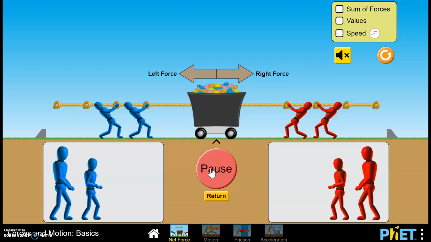All right, if you said that the candy cart isn't moving anywhere because the forces are balanced, you are absolutely correct. Both sets of guys are pulling with equal force. The forces are balanced and therefore the cart is not going to move anywhere.